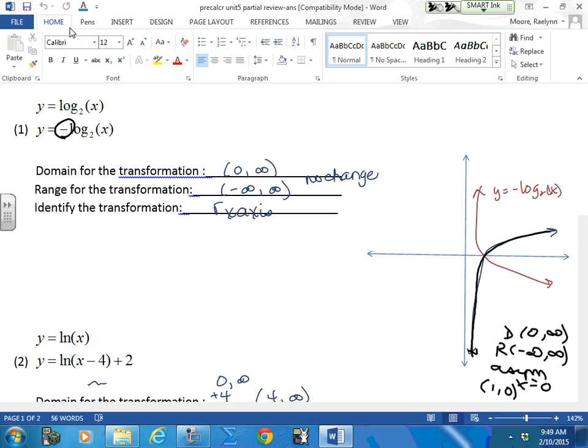As a result, your domain does not change and your range does not change. Here's your new one. It just reflects in the x-axis. And you'll give me the new domain, the new range, and those didn't have any effect. And neither did your asymptote. You're still at x equals 0. You're still at the 1, 0 point.